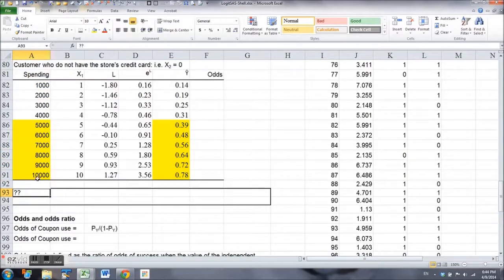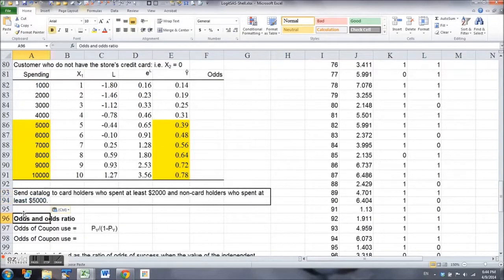So to put everything together, our decision is send catalog to card holders who spent at least $2,000 and non-card holders who spent at least $5,000. So this is how you can use the logistic regression in a practical decision-making situation.